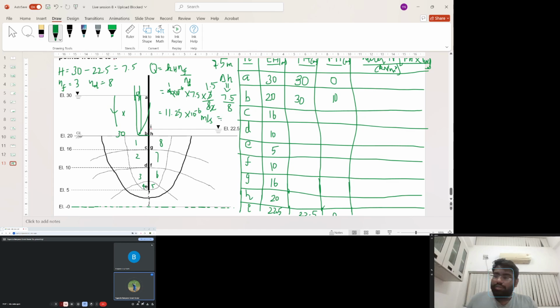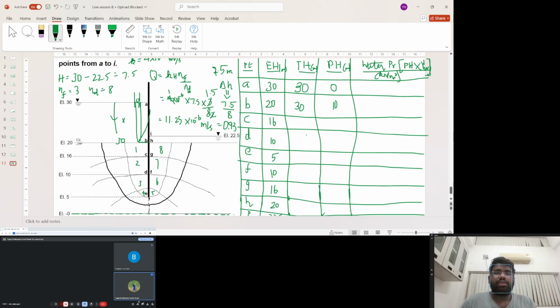So if we calculate 7.5 divided by 8, that will be 0.93. All right, so now it is fairly easy. Now we can directly calculate the total head here. This entire thing gives us the total head. Now at B it is 30. Once it reaches C, the number of equipotential drops is 1, and hence it will be 30 minus 0.93.